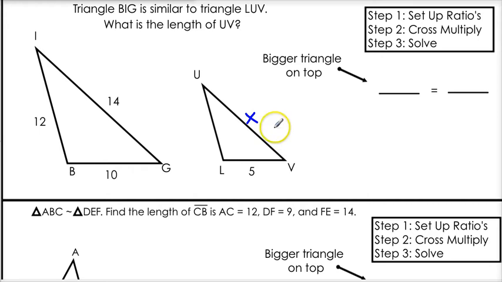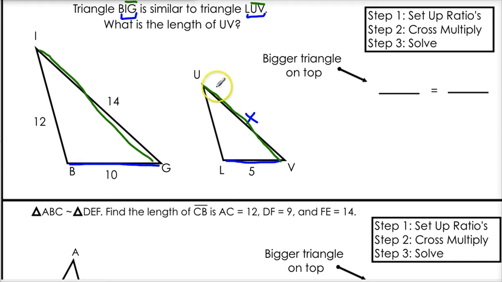I'm looking for UV. Well, based on what we just learned, I know that the ratio of, let's say, BG, which is the last two letters here, to LV, which is the last two letters here, is going to be the same as the ratio of IG, which is right here, to UV, which is right here. I know those ratios will be the same. And that's going to help me solve for X, and I'll show you how.